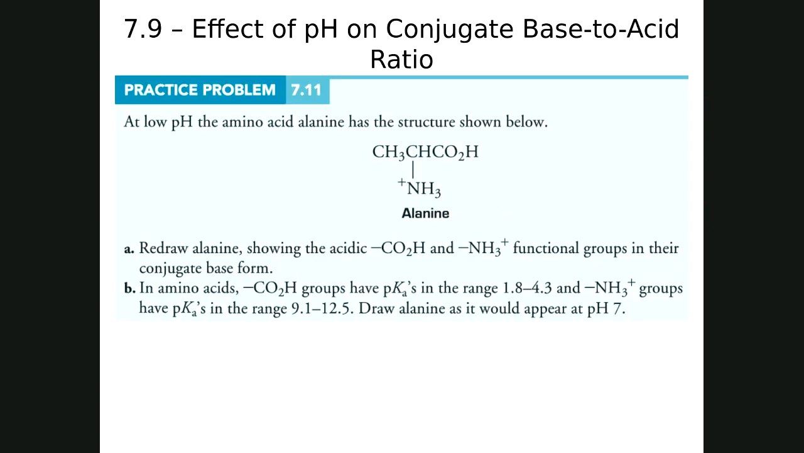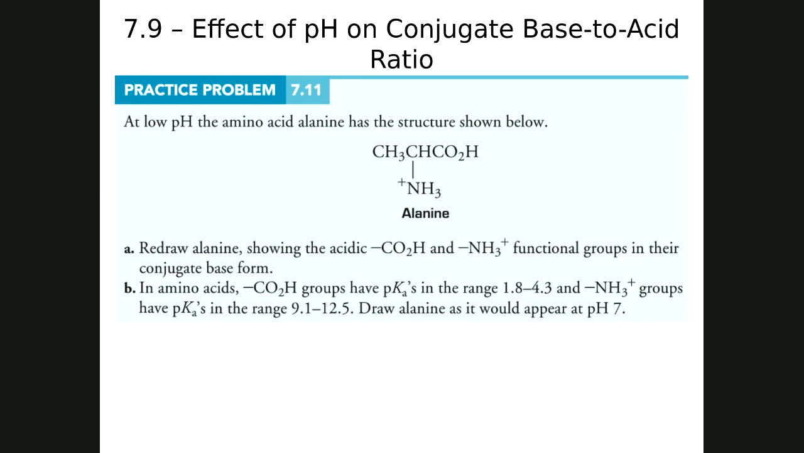All right, so here's an example of an amino acid. It's a type of biological compound that we're going to be looking at once we start talking about proteins in a few chapters. So they're telling you here that at low pH, meaning high acid, this is the structure at which alanine will tend to exist.